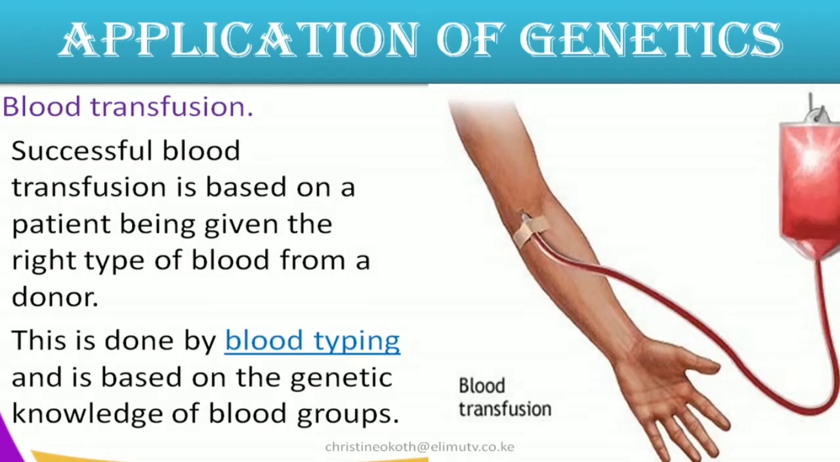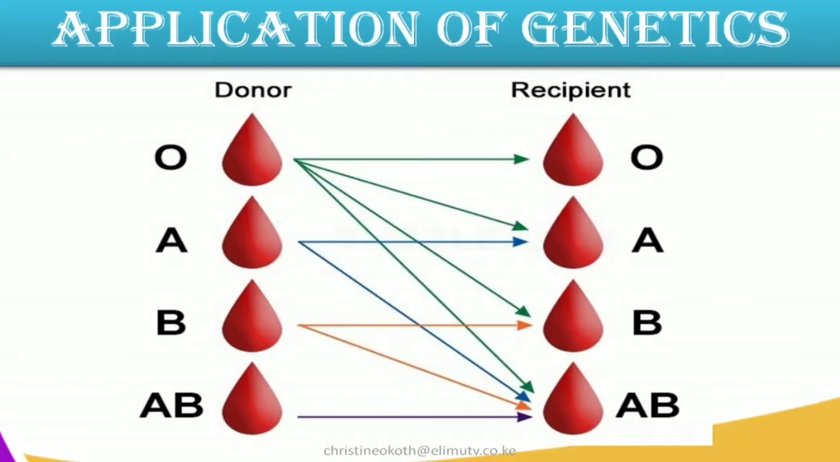This is done by something we call blood typing, which is based on the genetic knowledge of the blood group. We have 4 blood groups: O, A, B, and AB, based on the antigen found on the type of blood. If you are an O person, you can donate your blood to a recipient who has O, A, B, or AB. So we say O is a universal donor. He can donate to all blood groups.